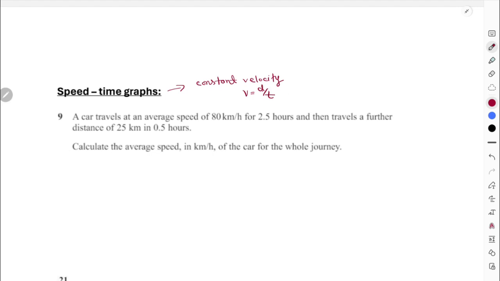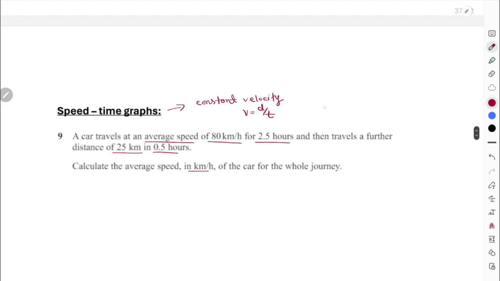Okay, so in this question, it says that a car travels with an average speed of 80 kilometers per hour for 2.5 hours and then travels a distance of 25 kilometers in 0.5 hours, and we need to find out the average speed in kilometers per hour for the whole journey. One thing over here, this whole journey is divided into two different sections, right?